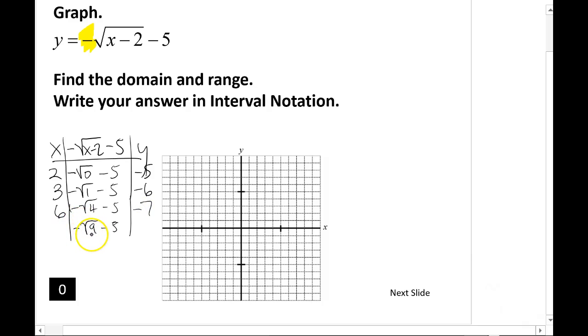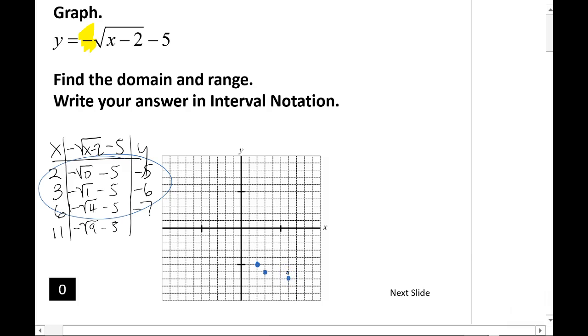Then here I would have to plug in, let's see, 11. And that obviously I know won't even fit on our graph because the x value of 11 is out here. That won't fit. So I'm just going to use the first 3 values that I found here. Let's start with the first value, 2 and negative 5. So that's going to be down here. And then the next one is 3 and negative 6. And then the last one is 6 and negative 7.